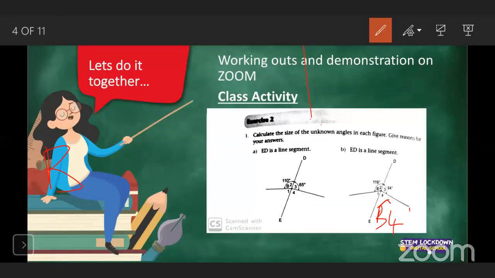Ne? So we are calculating angle B4. When we calculate our angle B4, our line segment is from D to E. So we know this side equals our half cycle, right? So we only have 94 degrees on our half cycle. So basically, on the right hand side, we have only one value for one angle, and the other angle doesn't have its value.